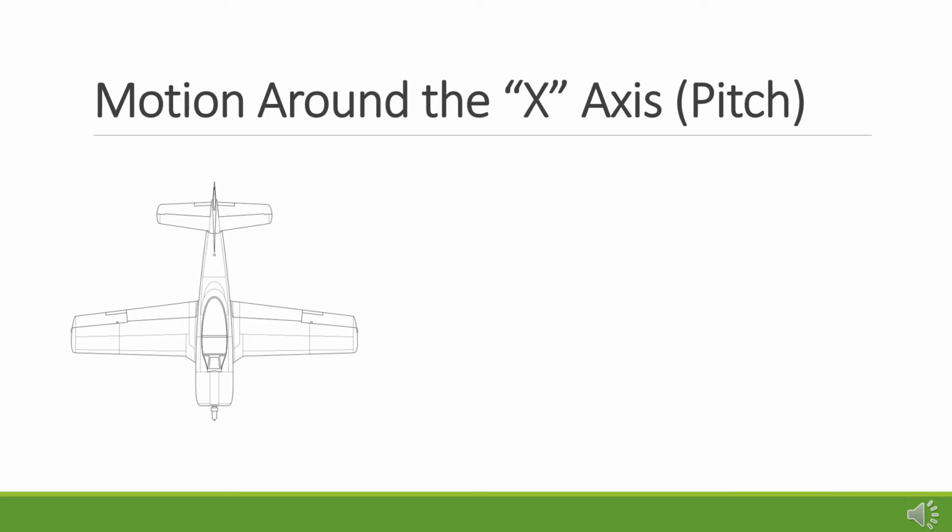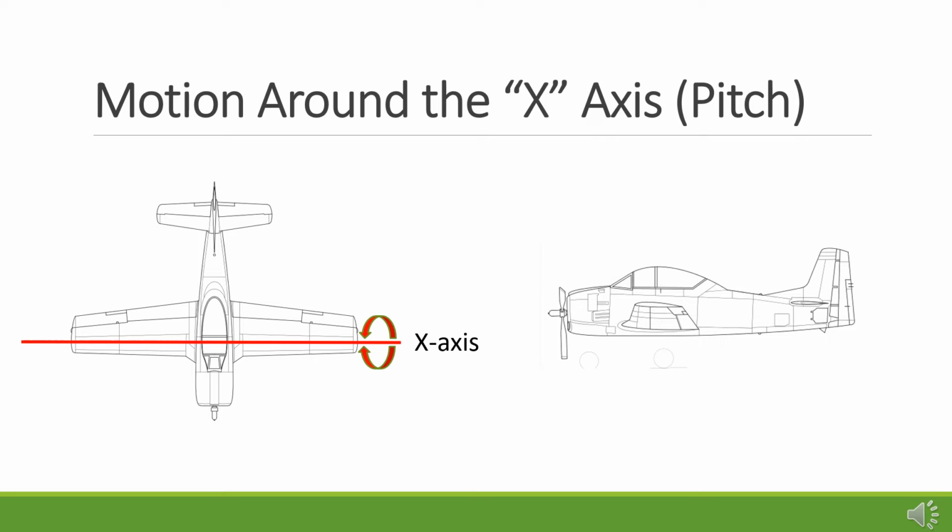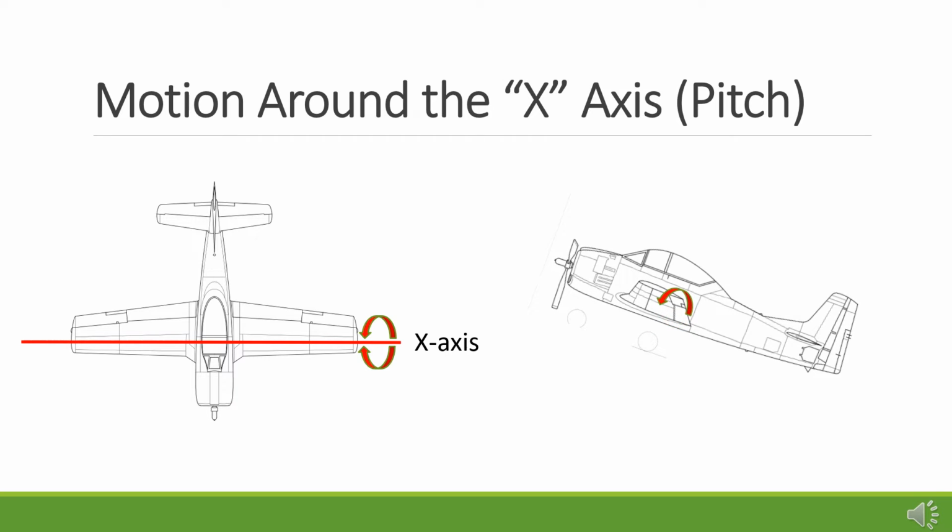Motion around the x-axis, or the axis that runs through the wings of the aircraft, is referred to as pitch. Again, as introduced in Lesson 1 to this section, pitch would cause the aircraft to rotate upward or to rotate downward.